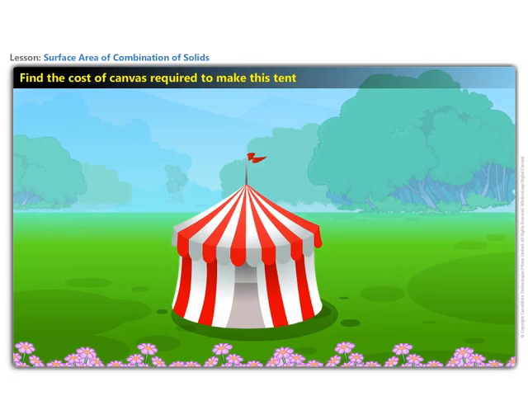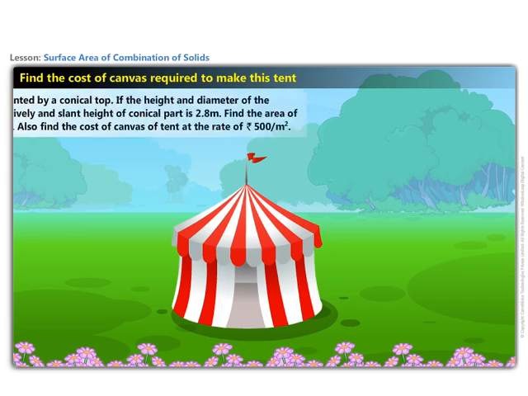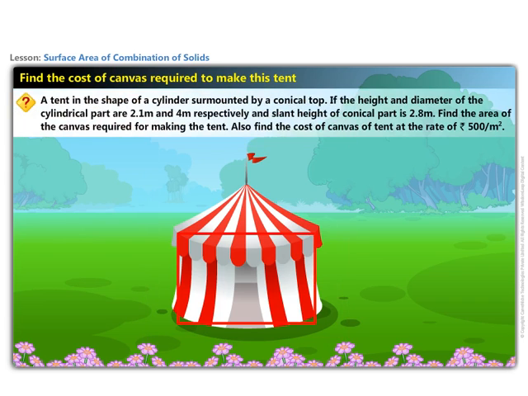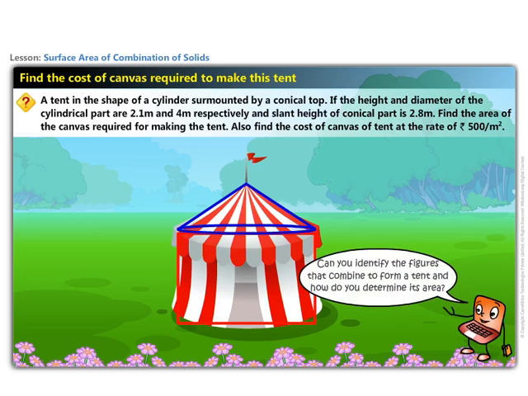Now, using the concept learnt of finding the areas of combined figures, let us solve some real-life problems. A tent is in the shape of a cylinder surmounted by a conical top. If the height and diameter of the cylindrical part are 2.1 meters and 4 meters respectively, and the slant height of the conical part is 2.8 meters, find the area of the canvas required for making the tent. Also, find the cost of the canvas of the tent at the rate of 500 rupees per meter square. Can you identify the figures that combine to form a tent and how do you determine its area?